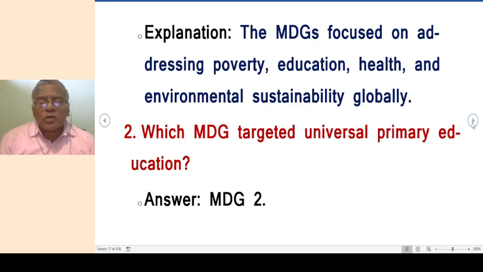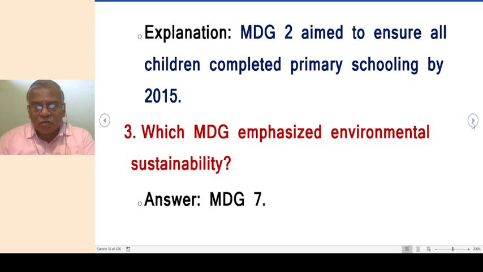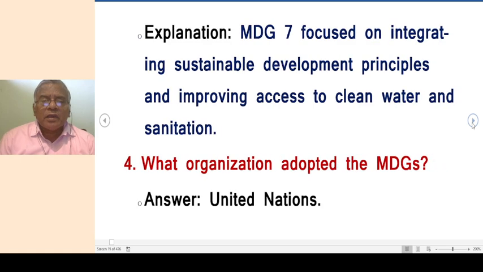Which Millennium Development Goal targeted universal primary education? That is Millennium Development Goal 2. MDG 2 aimed to ensure all children completed primary schooling by 2015. Which MDG emphasized the environmental sustainability? That is MDG 7. So very much related to our topic, this people, environment, development. So MDG 7 is very important regarding Unit 9. MDG 7 focused on integrating sustainable development principles and improving access to clean water and sanitation.